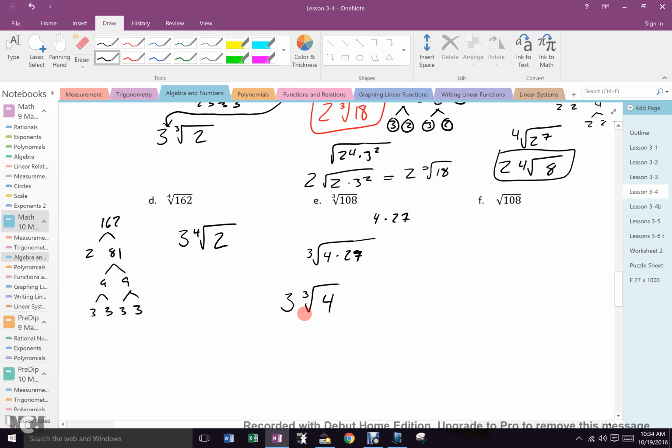Everybody cool? What's different about F? It looks the same as E, except what? I only want a group of 2, don't I? Right? So I break it down. What would you break it into? I'll wait for somebody to give me the right answer for that one.